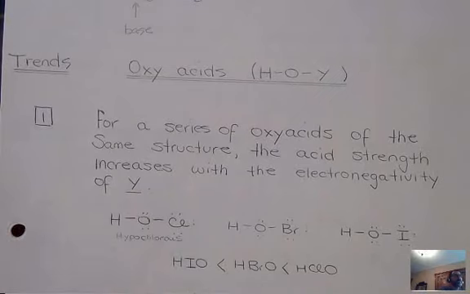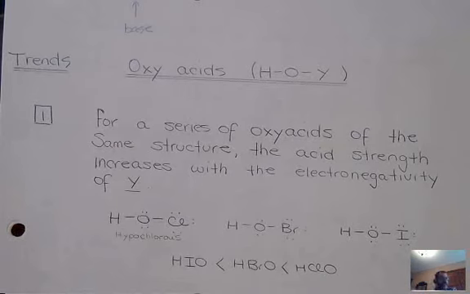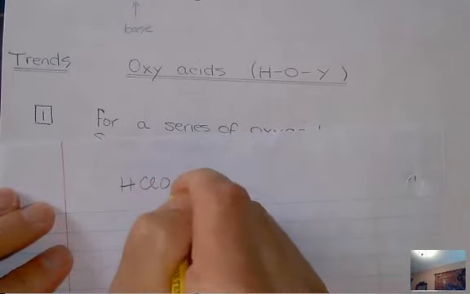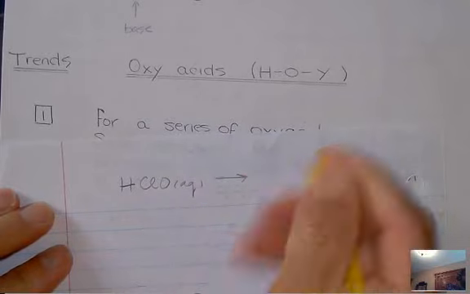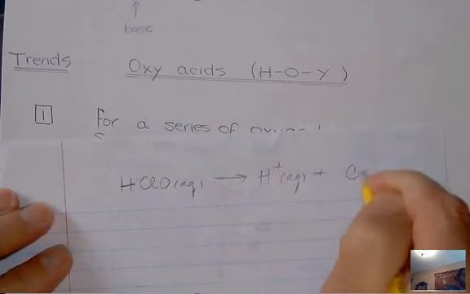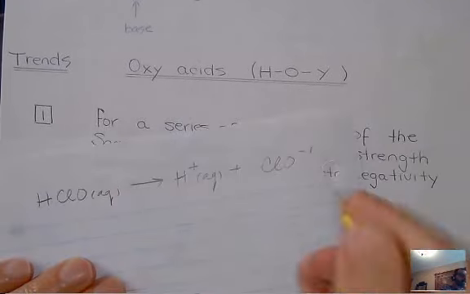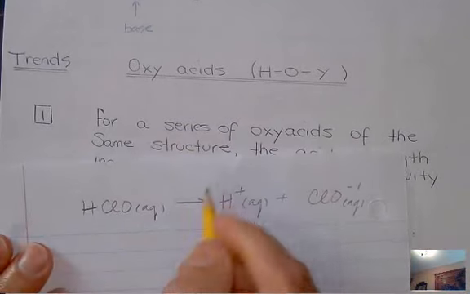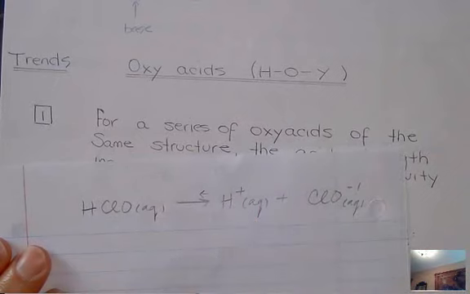What do we mean by strength? The ability to ionize that proton, for this to break apart. Acid strength is the ability to break apart and do the following. I'll write it down for you. It would be HClO aqueous decomposing into H plus aqueous and the counter ion ClO minus aqueous. How easily that occurs, if this is an equilibrium, is how much this particular reaction goes all the way to the right.